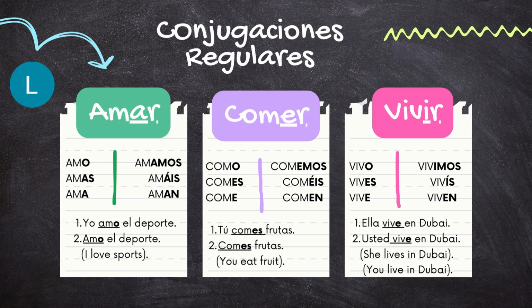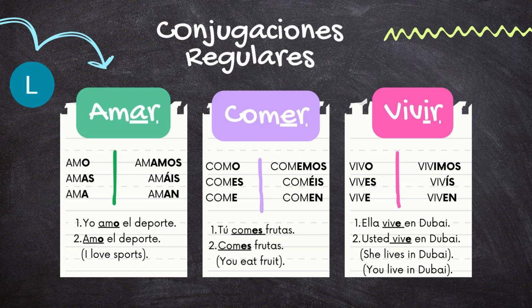You'll see it when I use the examples on vivir. The next one is comer. Comer again is an ER ending verb. It is regular and it means to eat. The stem of that verb, la raíz, is C-O-M. I write that all through my 6 conjugations, and then I add the endings or the actual conjugation of the verb, which is o, es, e, emos, éis, en. Notice where there's an accent mark, you want to make sure you carry that.